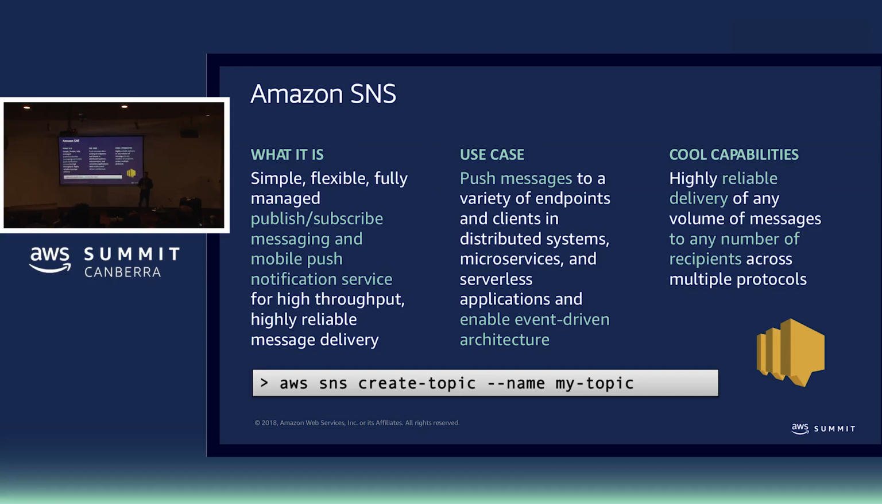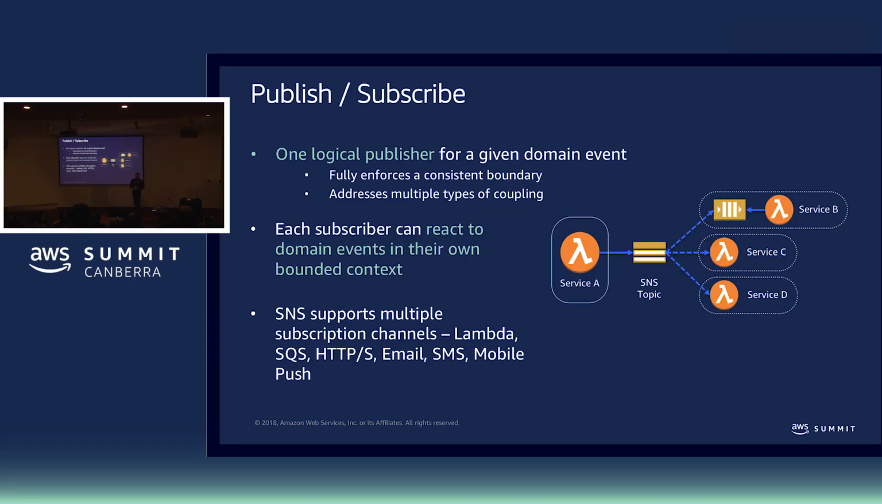And how do I create one? Again, it's as simple as invoking a simple command line with a few parameters. What it's going to help you do is build this publish-subscribe mechanism. Basically, you'll have a single logical publisher, and as the pattern defines, you don't really care who's listening. You're allowing your other services to react to those events in their own different ways, and you can define how those messages are invoked in the context of the service that's consuming them.